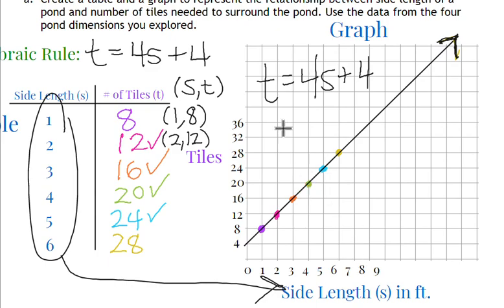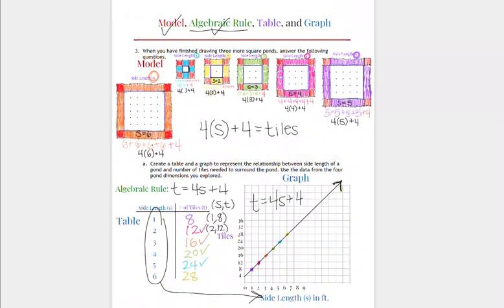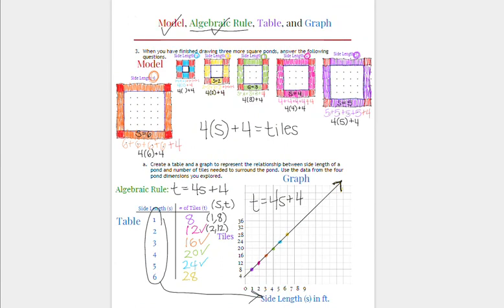So now we have shown you from the model to an algebraic rule to a table, and then we just did the graph together. And now we're going to go on and we're going to analyze this graph.